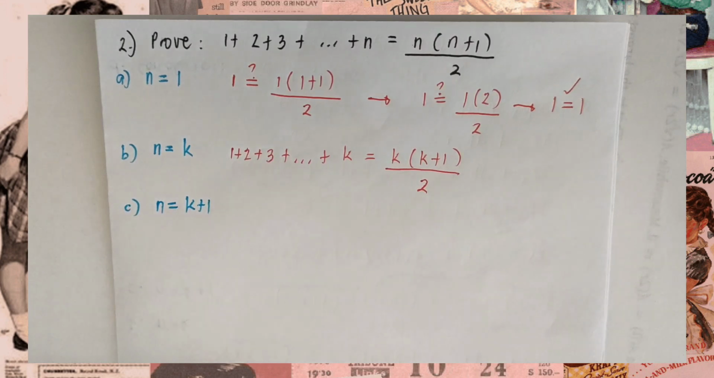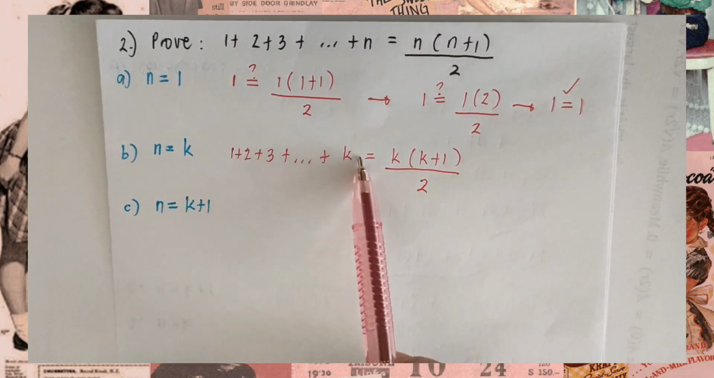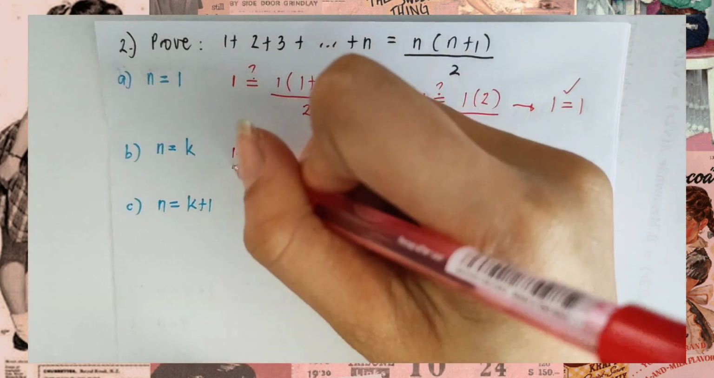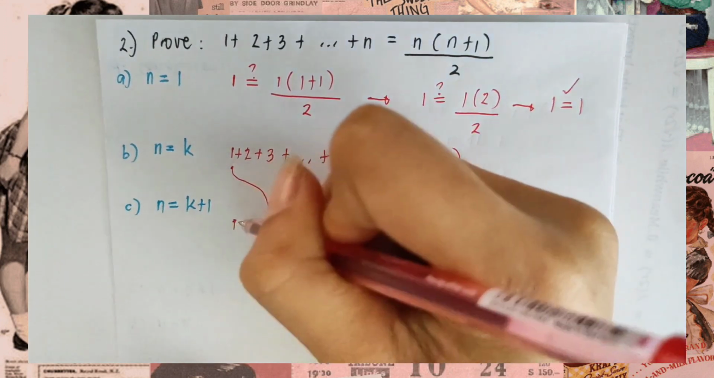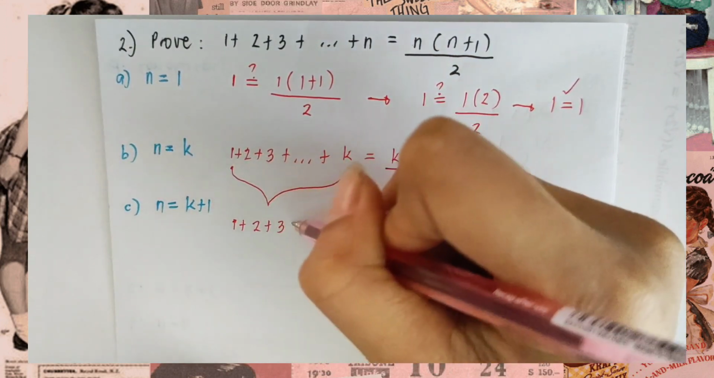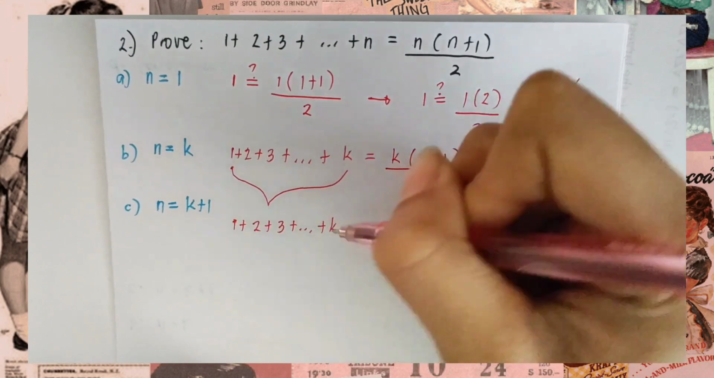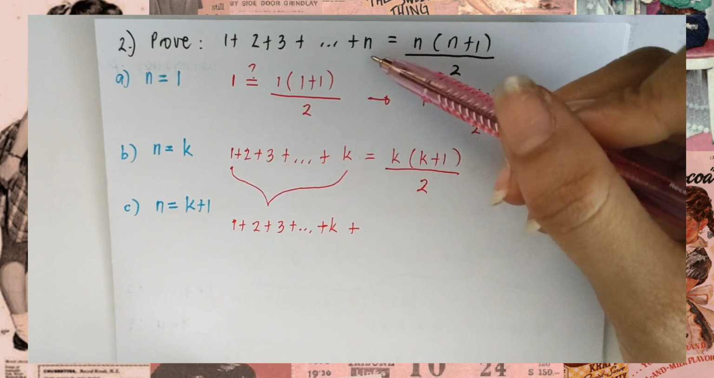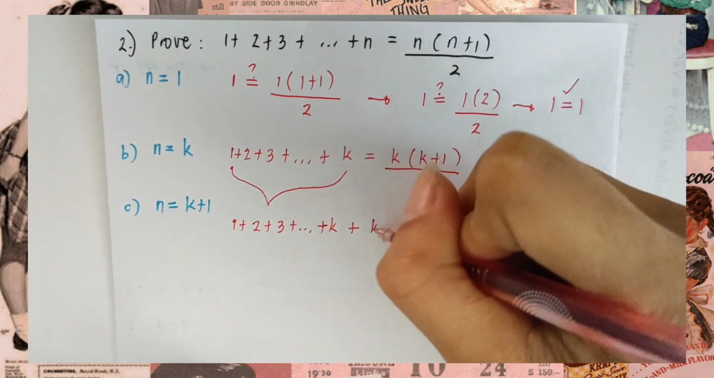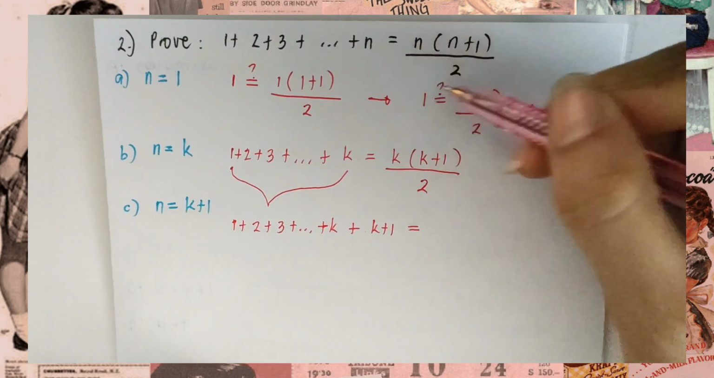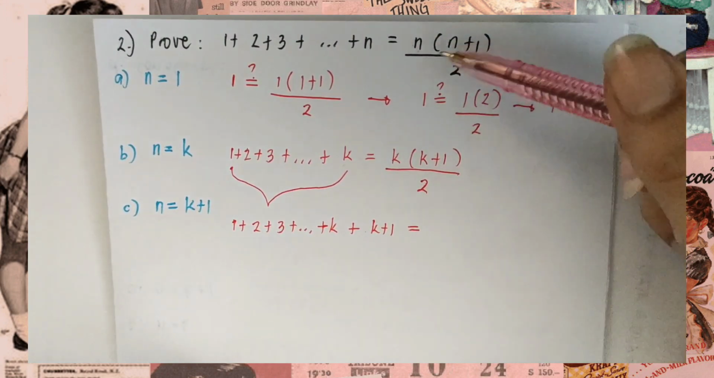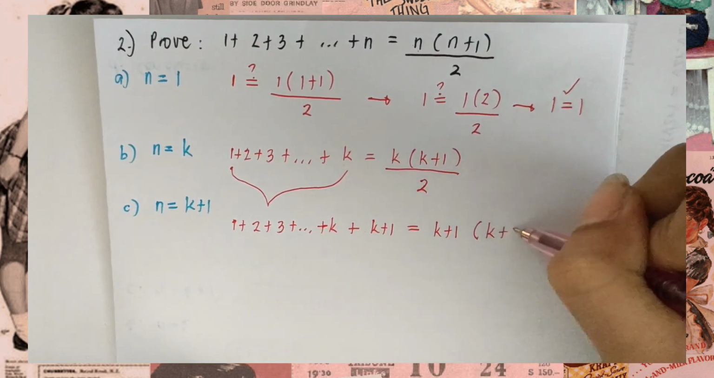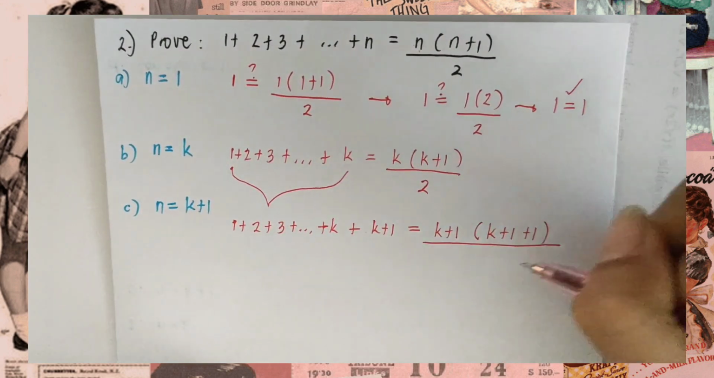So k plus 1 will move after k here. So copy first this one. We have 1 plus 2 plus 3 plus ... plus k, and then plus, for our given, and it will now become k plus 1. So k plus 1 here equals, for the right side, change all the n with k plus 1. K plus 1 times k plus 1 plus 1 over 2.